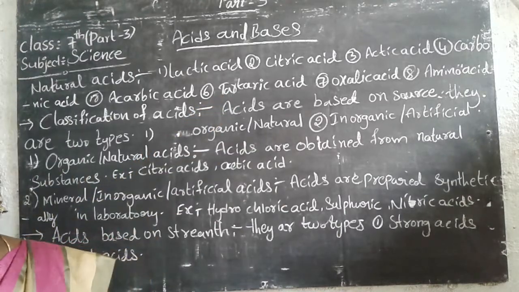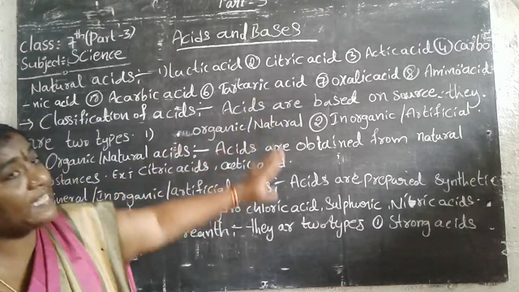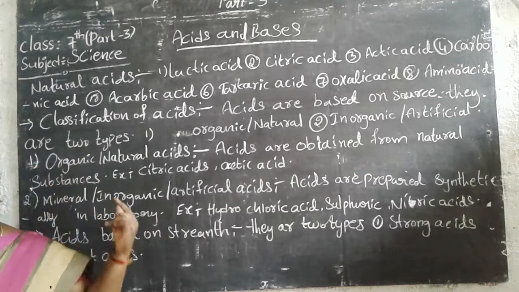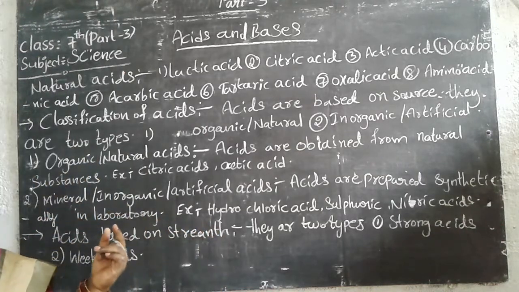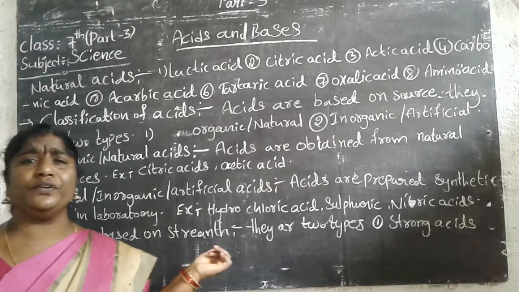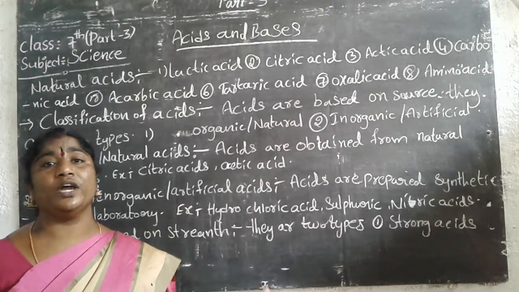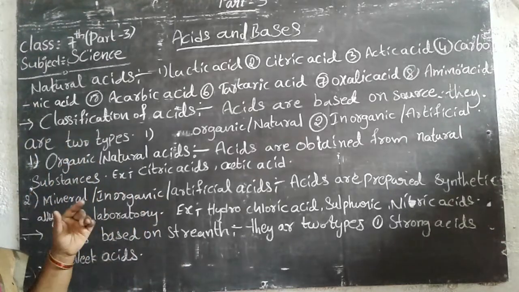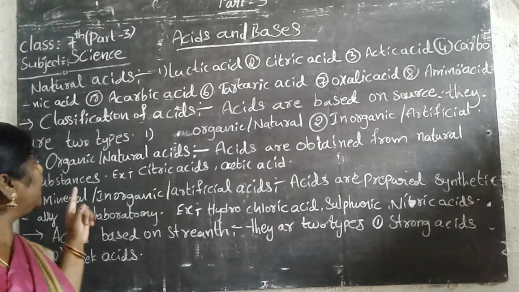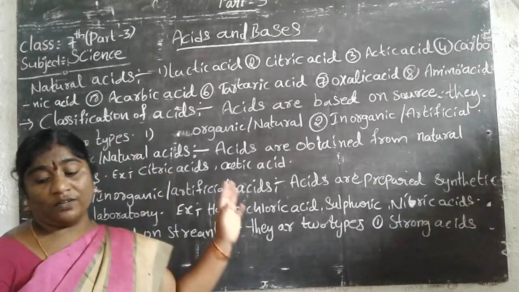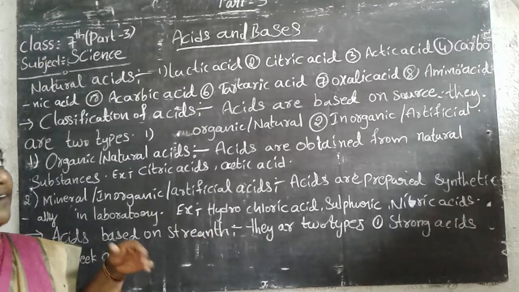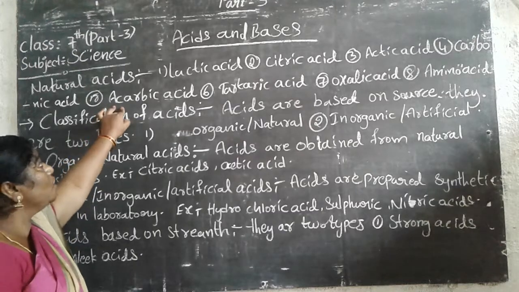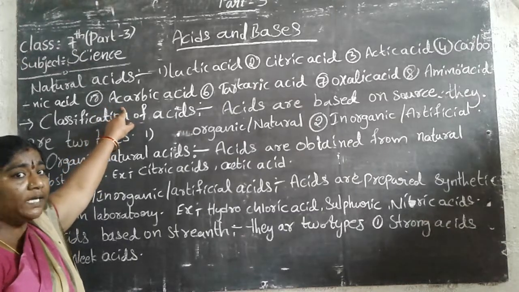Third one is acetic acid. The example is vinegar. Fourth one is carbonic acid. In summer, when we feel hot, we drink cool drinks. Carbonic acid is found in cool drinks. Next, fifth one is ascorbic acid. That is vitamin C, found in amla. Vitamin C belongs to this acid. The examples are vitamin C and amla.